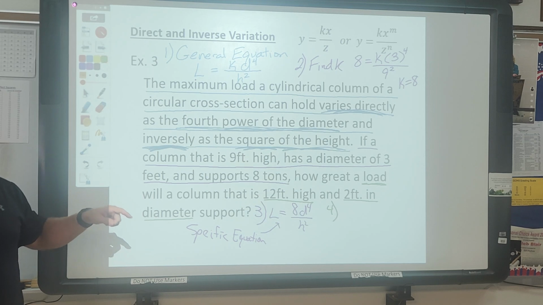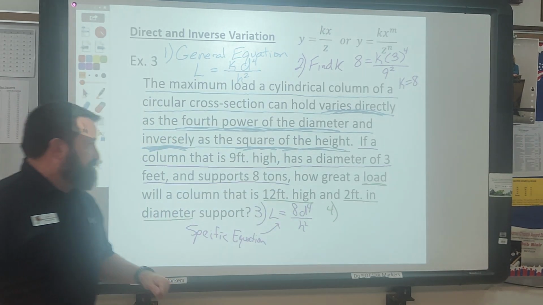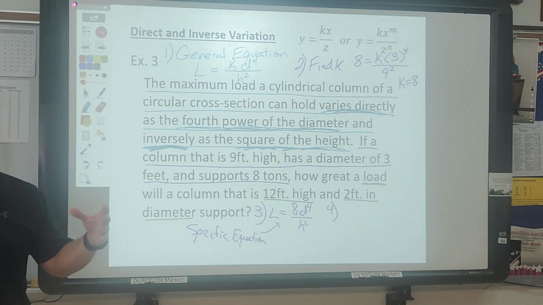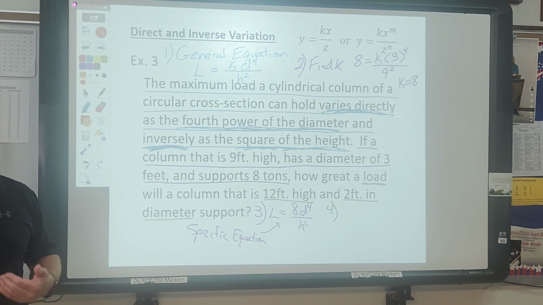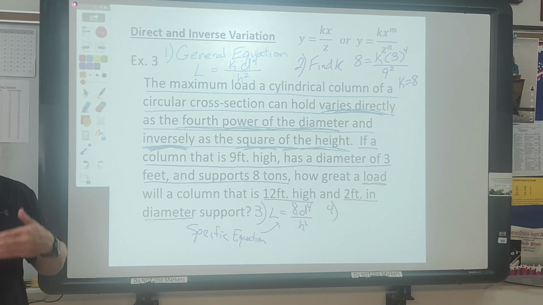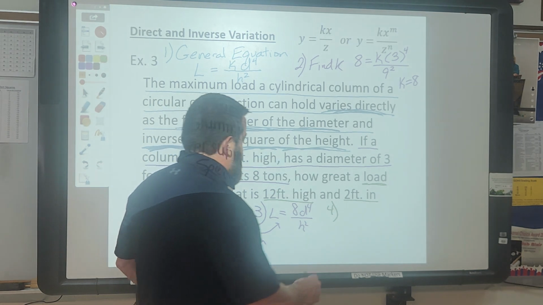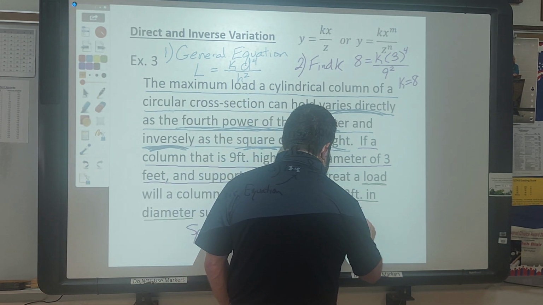What about the other part? The diameter is going from 3 feet to only 2 feet. So now we've got a smaller diameter, which is also going to make it weaker. So both things are going to make it weaker. So I expect this to be significantly less than 8 tons. Because both things, it's not one increasing and one decreasing, they're both decreasing it. So I'm expecting it to decrease the load that it can handle by quite a bit.